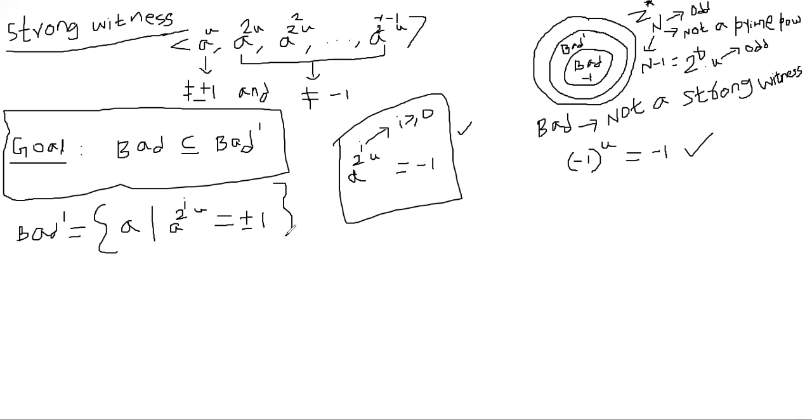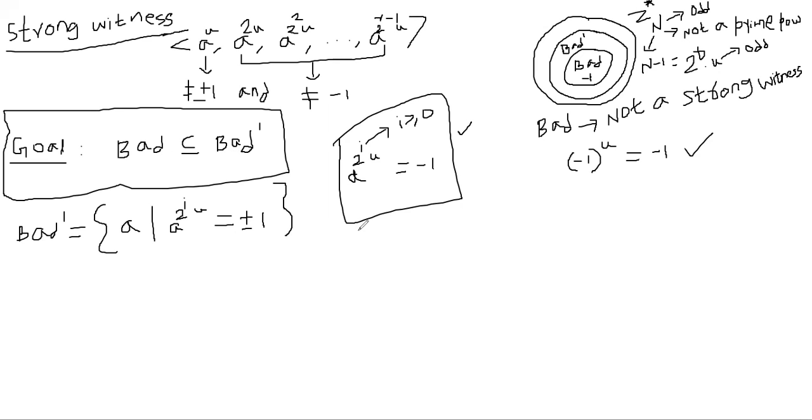And now we need to show the set bad of all bad witnesses will be contained in another set called bad prime. Okay, how do we do that? In order to prove that one set is contained in another set, we can take an arbitrary element in one set, right? Take an element a in bad and show that a also belongs to bad prime.